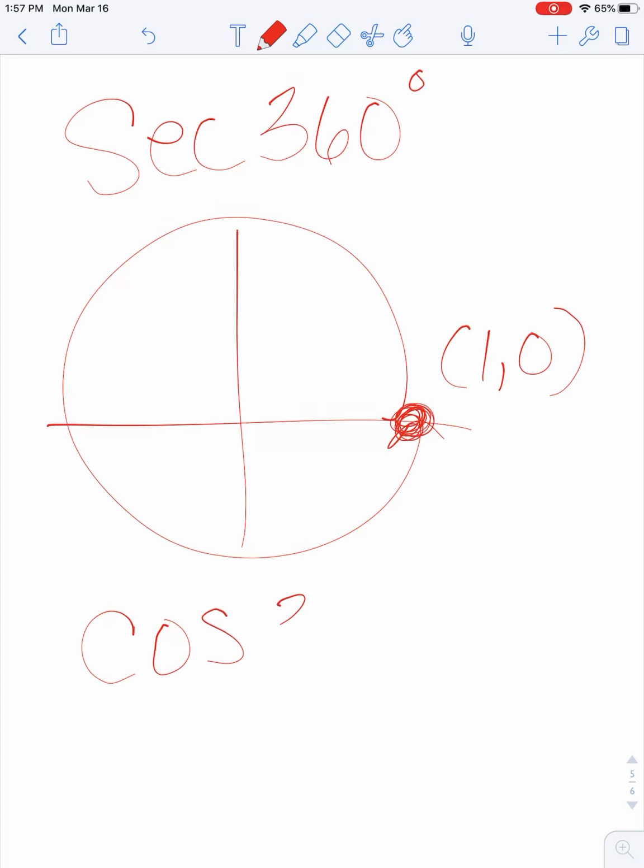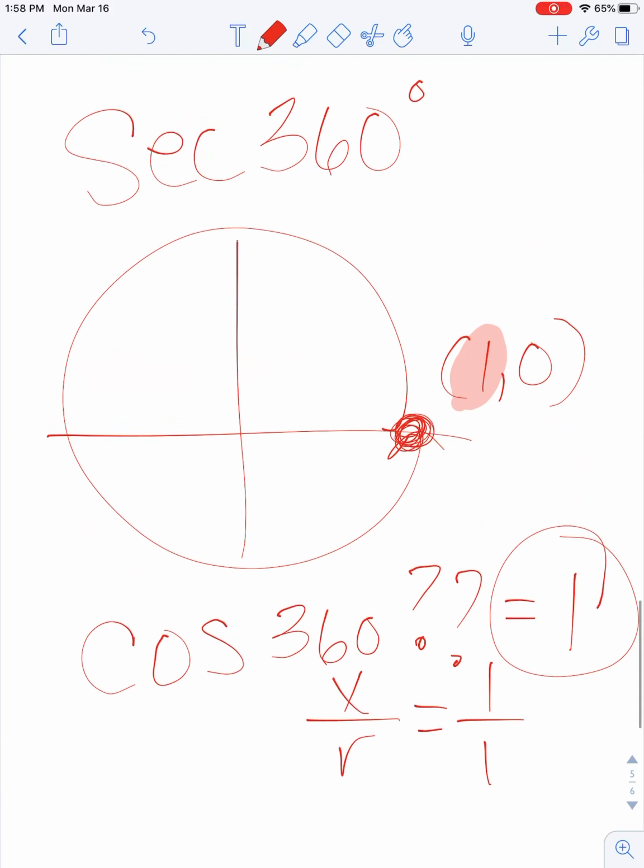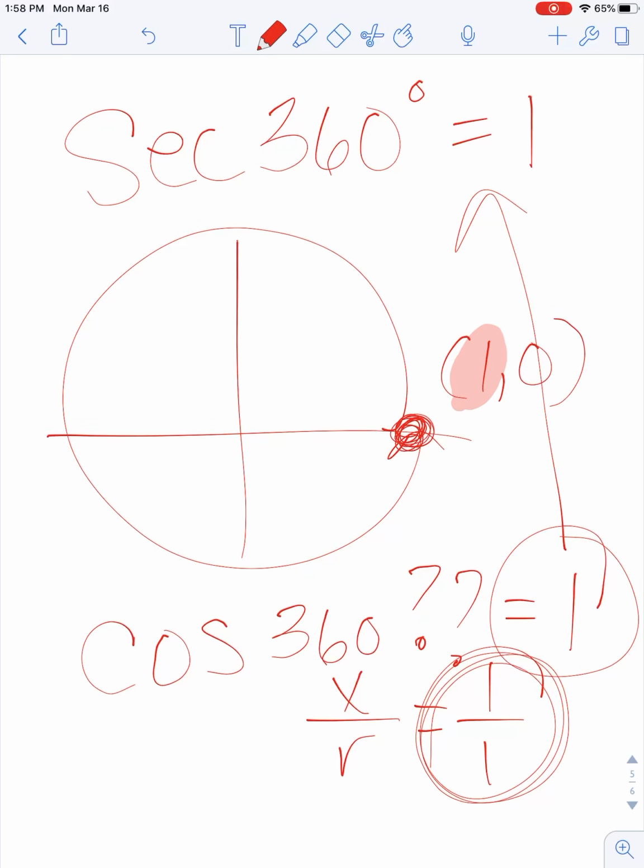So let's think, what is the cosine of 360? The cosine of 360 is just the x value, or you could say x over r, 1 over 1. So the cosine of 360 is 1. But since it's secant, we have to take the reciprocal. So the reciprocal of 1, well, this is 1 over 1. What's the reciprocal of 1 over 1? 1 over 1. Answer is 1. So with secant, you think, what's the cosine? And then take the reciprocal.